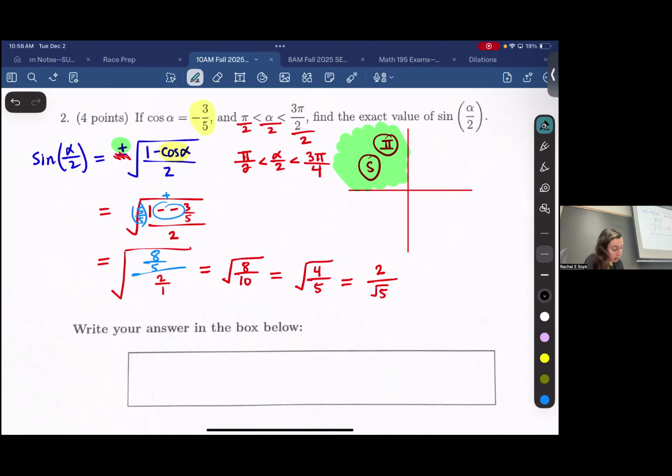Rationalize the denominator, and we get 2 square root of 5 all over 5. And we're done.